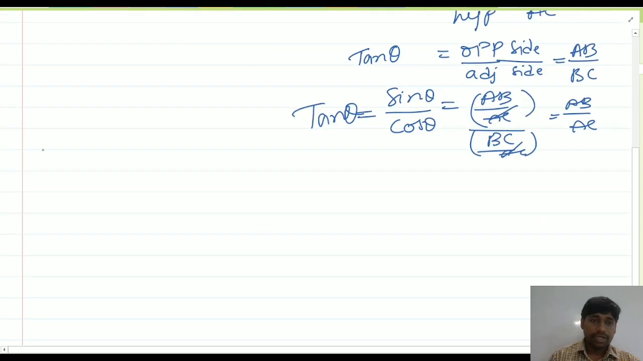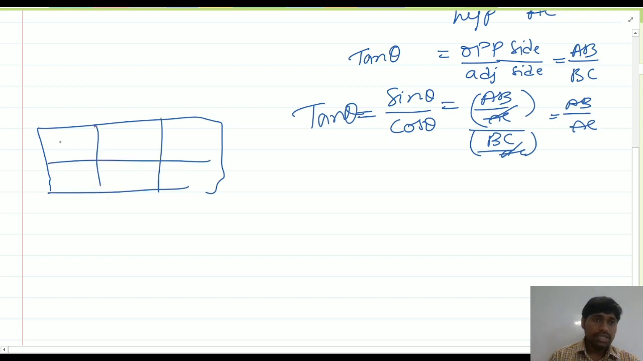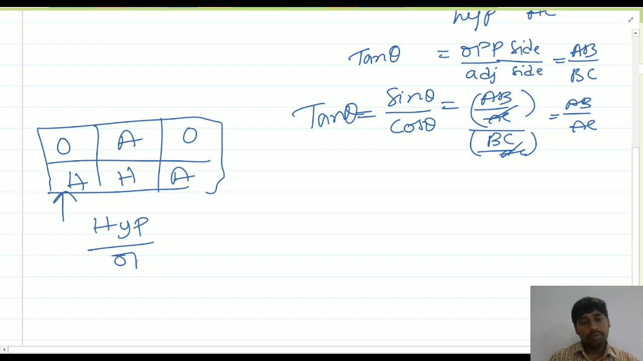Okay, then again make the table here. O A O, H H A. Now read from the bottom onwards. What is that? Hypotenuse by opposite. What is the name of the hypotenuse by opposite ratio? Cosec. It is cosec theta. Okay, cosec. Is it clear?